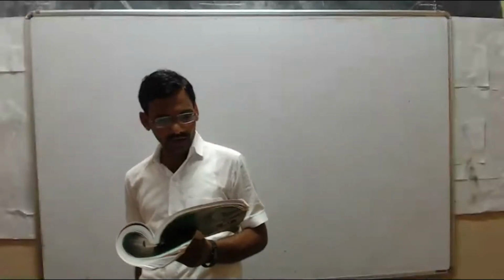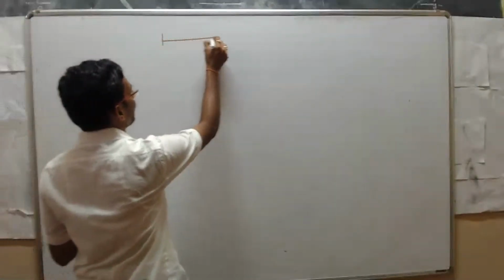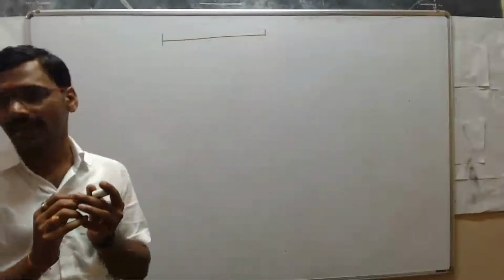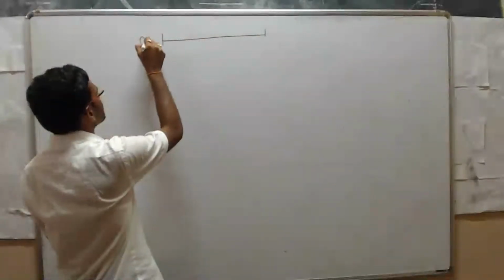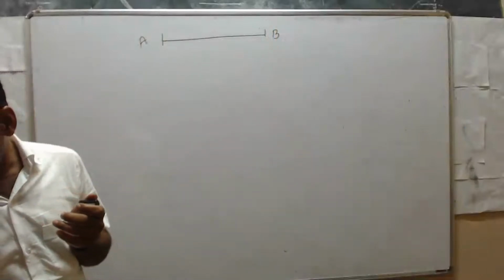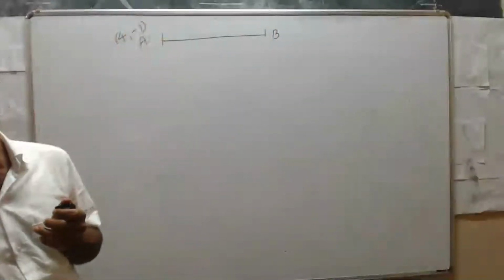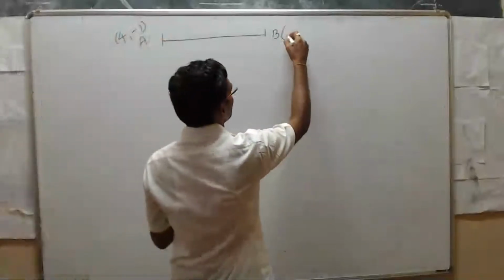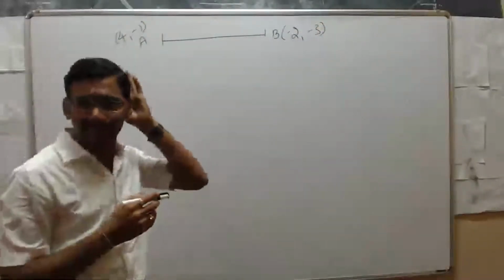Now question number two: find the coordinates of the points of trisection of the line segment joining (4, -1) and (-2, -3). We have to find the coordinates of the points. Those points will divide the line segment AB into how many parts? 3 parts, trisection. Consider this as A and this as B. The coordinates of A and B are (4, -1) and (-2, -3).